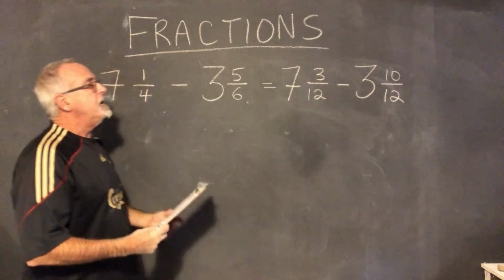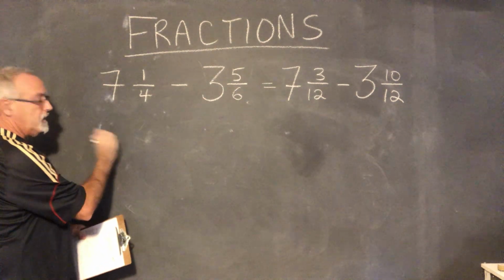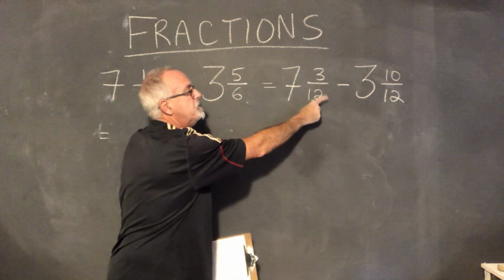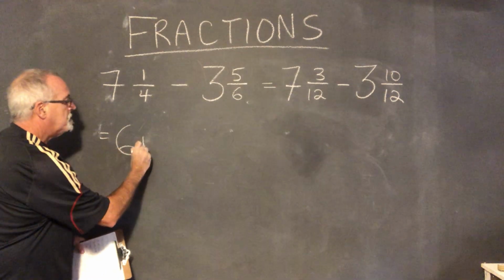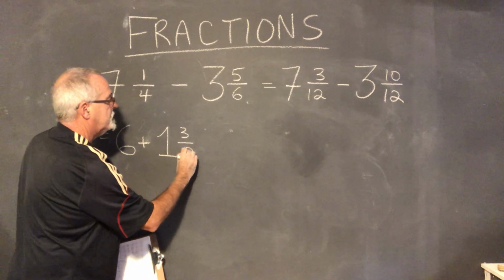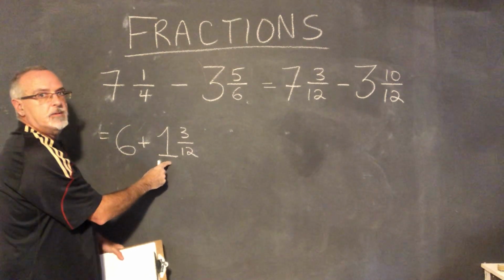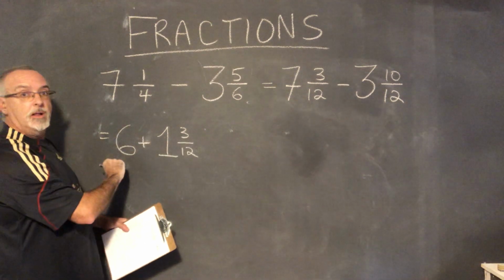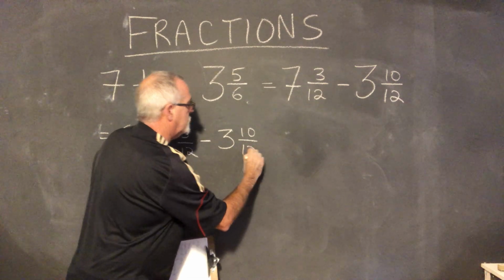We have that little challenge to deal with. So I am going to write equals, and I am not going to write 7 because I'm in a position where I have to do some borrowing. So instead of writing 7, I'm going to write 6 plus 1 and 3/12. Yes. So 7 and 3/12 can be written as 6 plus another 1, which just makes 7. 6 plus 1 and 3/12, it's the same total. And then I am subtracting 3 and 10/12, of course.